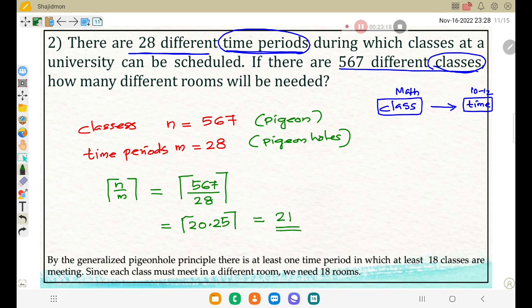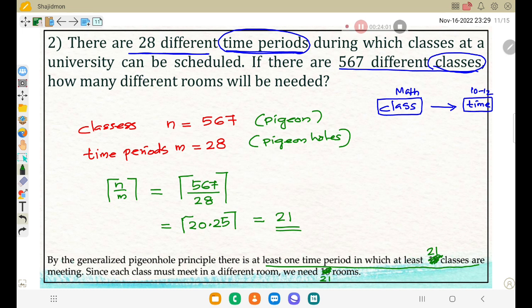So what is the meaning of this 21 actually? As in the pigeonhole principle, at least one of the pigeonholes must have two or more. So at least one of the time periods, because here the pigeonhole is the time period, has at least 21 class meetings scheduled. Not 18, it is 21, that was a mistake. Since each class meets in a different room, how many rooms are needed? 21 classrooms needed here. I hope you understood.